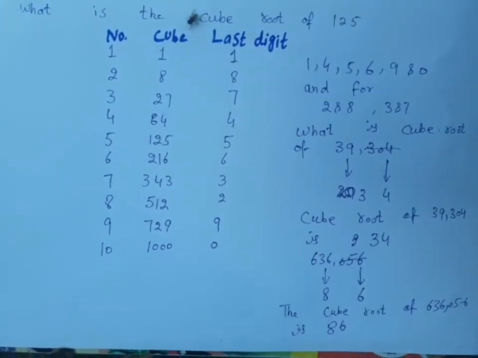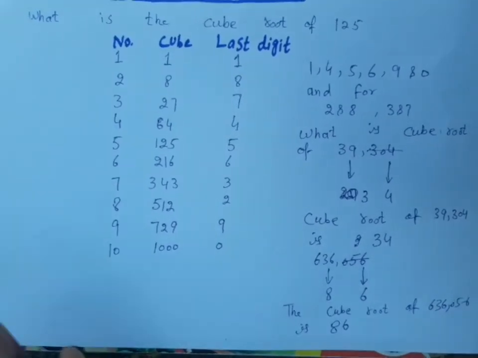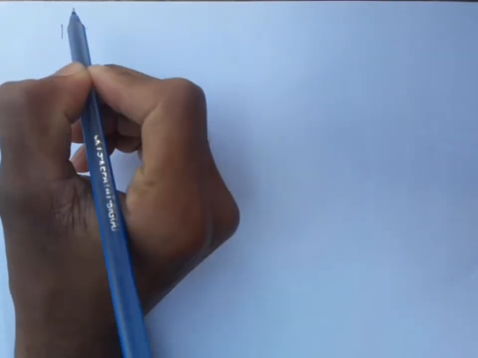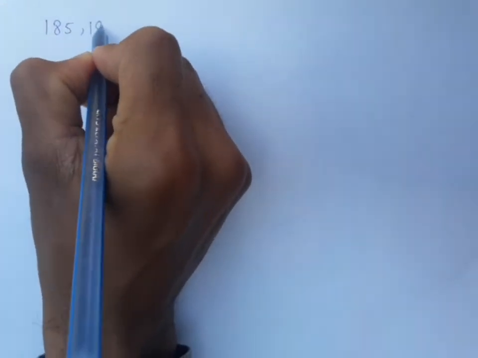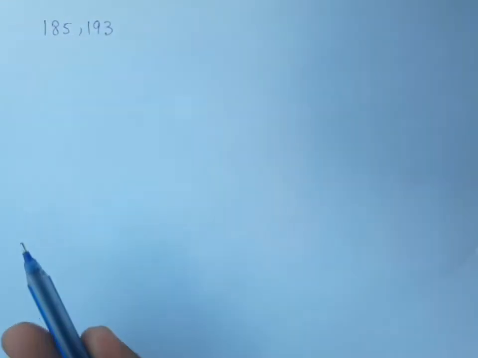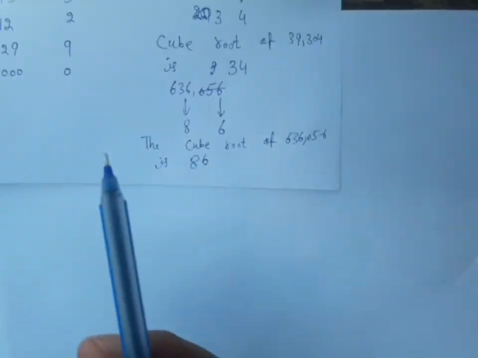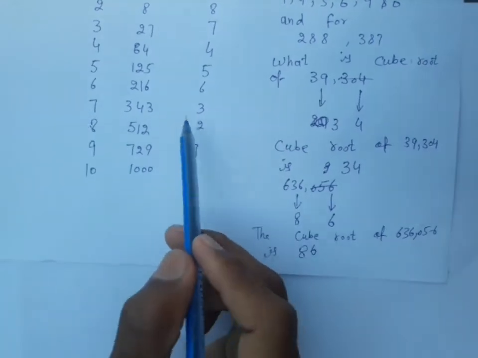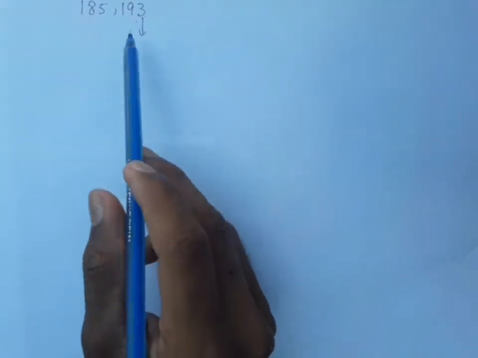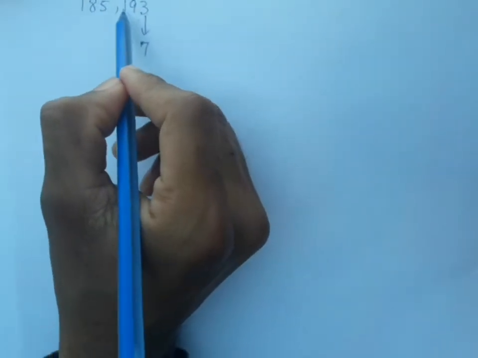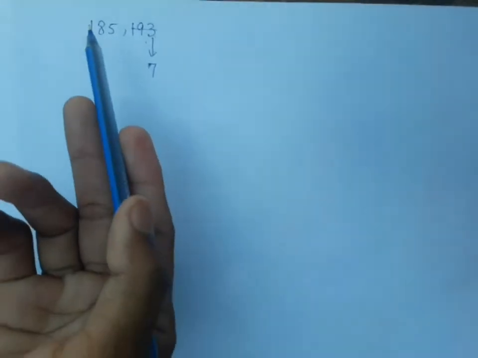Let us take another example, that is 185,193. Now, as we know from the table, 3 corresponds to what? 3 corresponds to 7. So here for 3 we can write the last digit is 7. Okay, now again ignore the last 3 digits. You are left with 185.